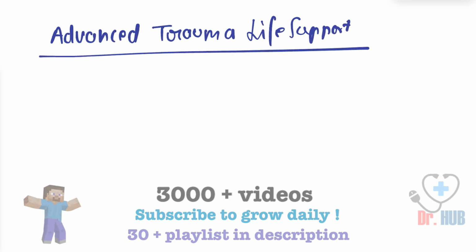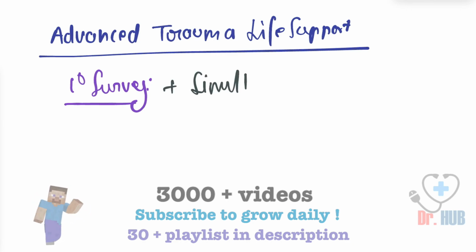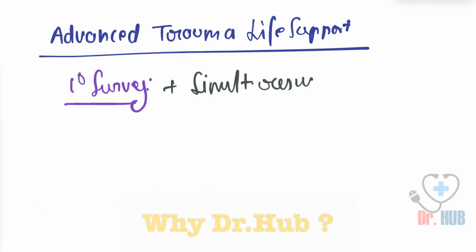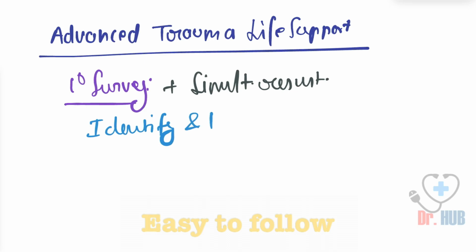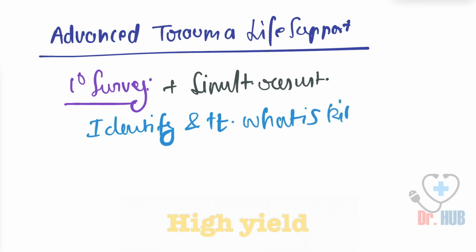To start with the steps, the first is the primary survey. This primary survey is done with simultaneous resuscitation, to identify and treat what is killing the patient.